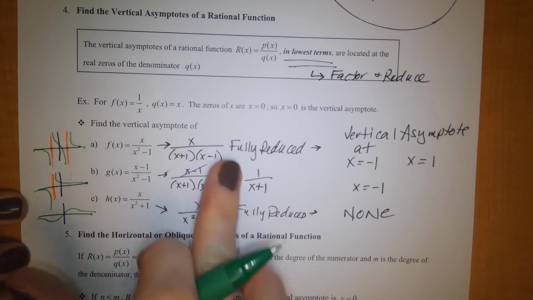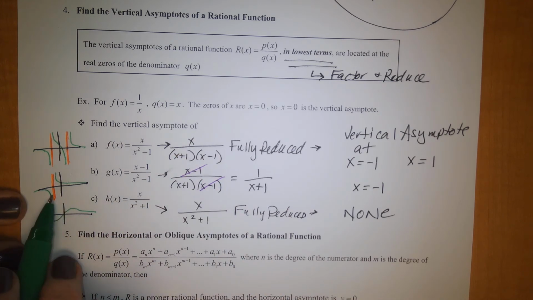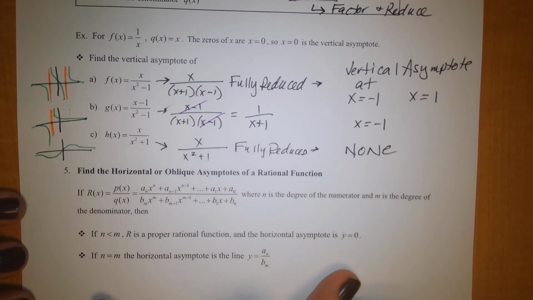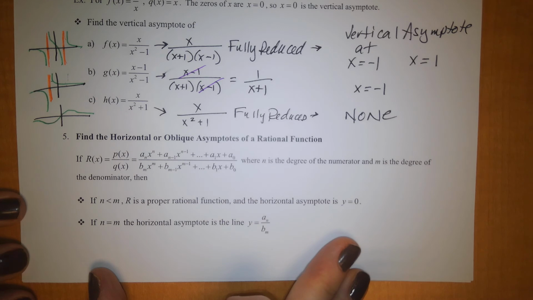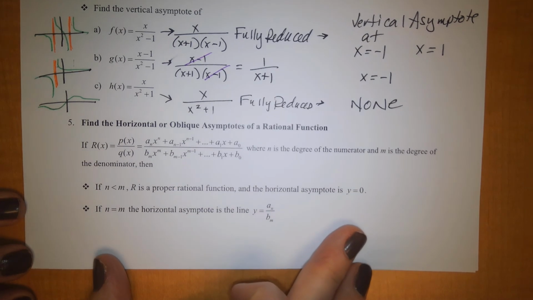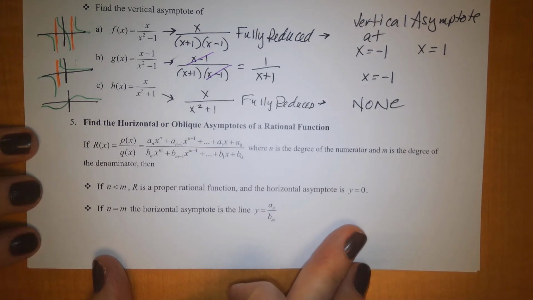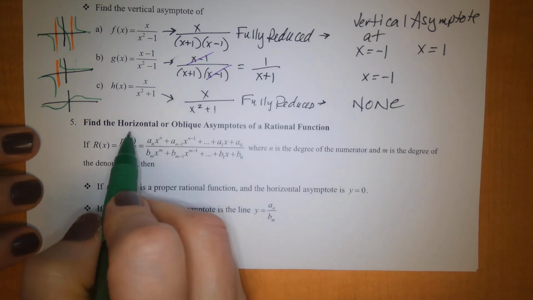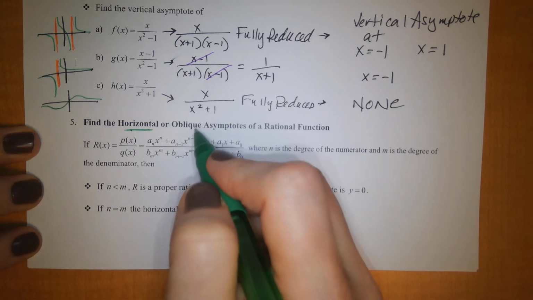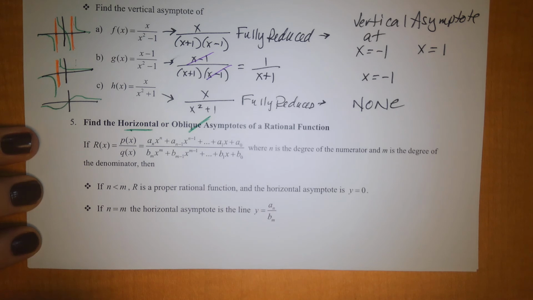Okay, so finding your asymptotes tells you a lot about the graph, at least so you know what it's getting closer to around the asymptotes itself. So that was the vertical asymptotes. Now we're going to find the horizontal or oblique asymptotes. Remember, the horizontal ones go sideways and the obliques are diagonals.